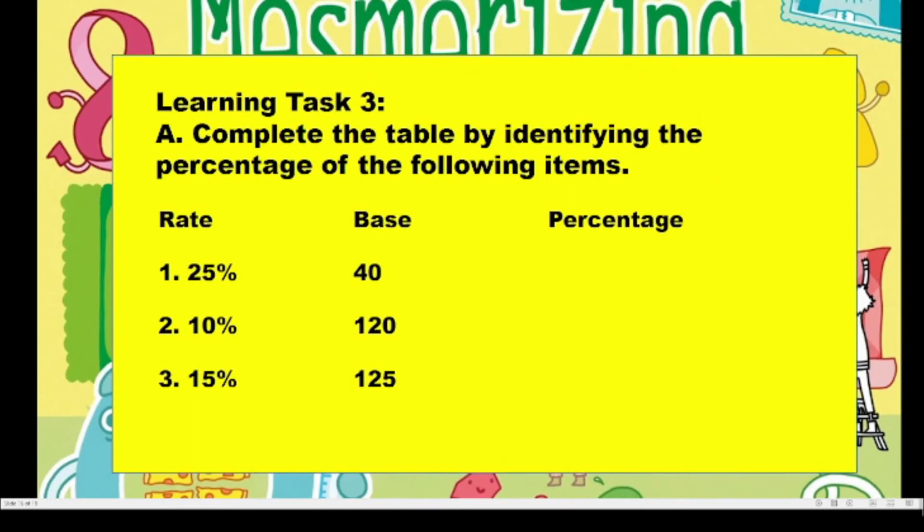Okay. Learning task number 3. Complete the table by identifying the percentage of the following items. So we have 3 columns here: rate, base, and percentage. And on the percentage side, we have no answer, so that's where you're going to put the answer. Number 1, 25% of 40. Change 25% into decimal, which is 0.25, times 40, and you will get the correct answer and put it in the percentage column. Number 1, 25%. Number 2, 10%. Number 3, 15%.